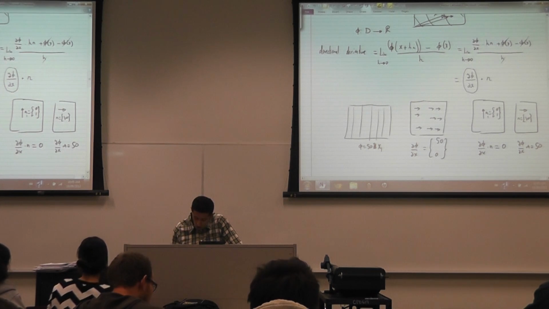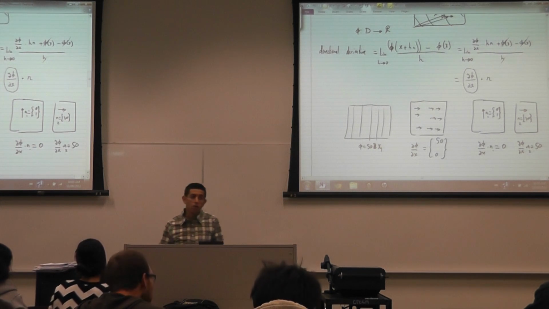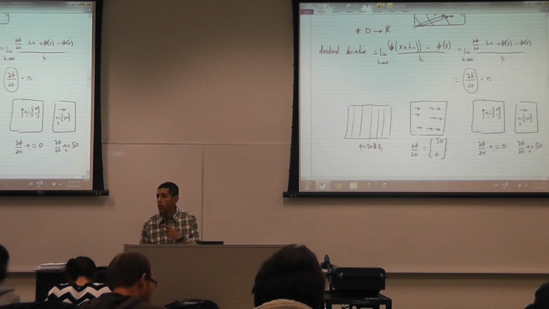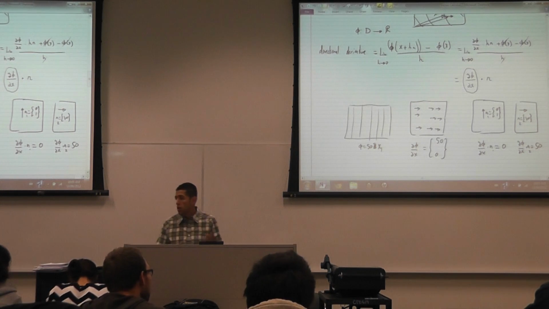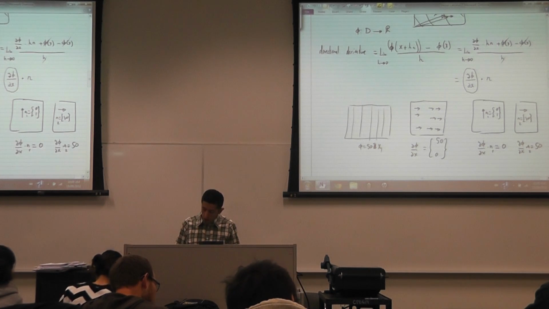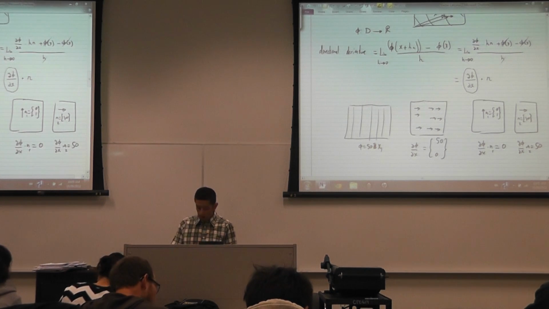You can find any vector. Let's call this n1, n2. And that's it. You can find the directional derivative of phi in any direction by simply picking the vector and taking the dot product between the gradient of phi and this vector, which will give you the rate of change of phi in that direction.